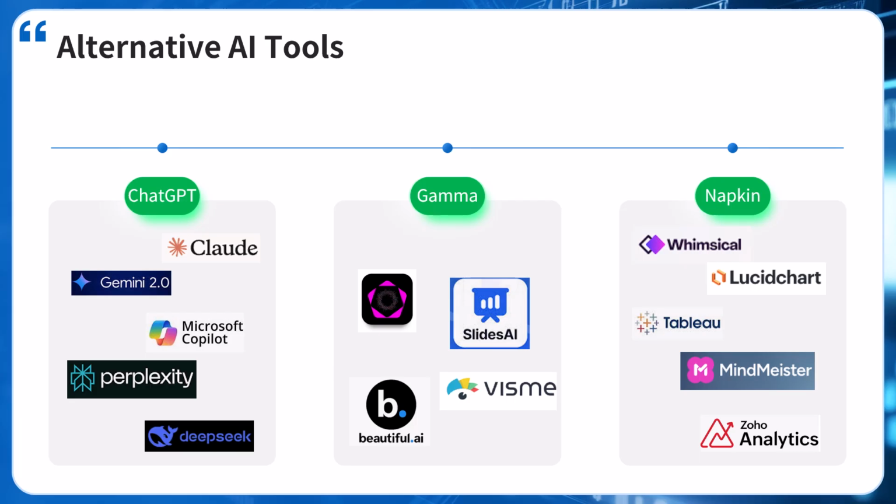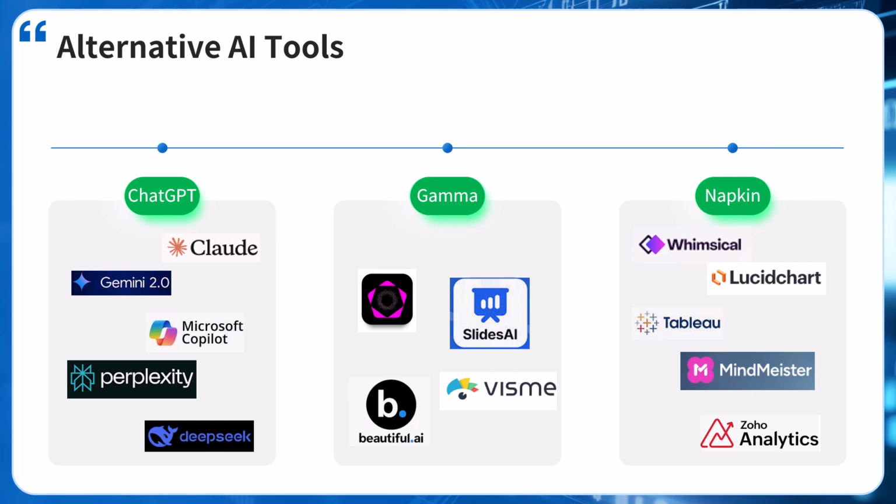Under Napkin, for visualizing content, we see Whimsical, excellent for flowcharts and mind maps. Lucidchart, a robust tool for systems thinking and diagrams. Tableau, more advanced, great for visualizing student data. MindMeister, a user-friendly tool for mind maps. Zoho Analytics, for more complex data visualization, including dashboards.